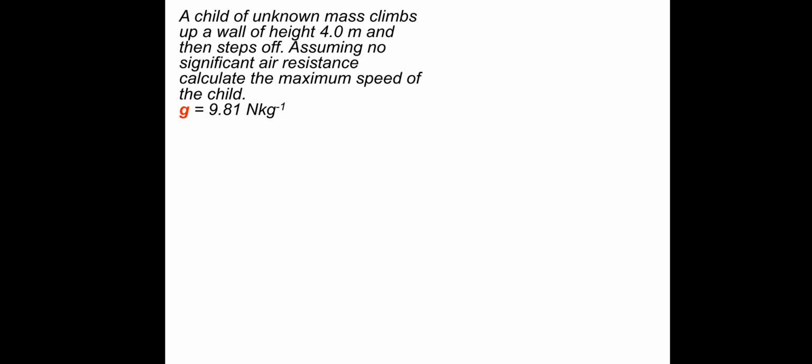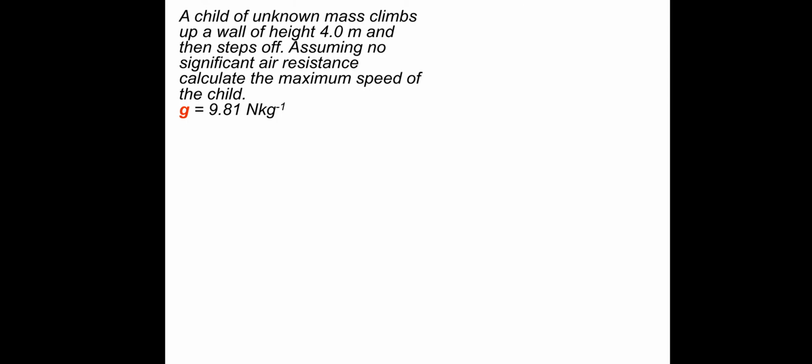So I want you to have a go at this, pause, and then press play when you're ready to go through the answer. A child of unknown mass climbs up a wall of height 4 meters and then steps off. Assume no significant air resistance, calculate the maximum speed of the child, and g is 9.81 newtons per kilogram. So this time there's no mass, so we somehow need to eliminate it, which is pretty straightforward.